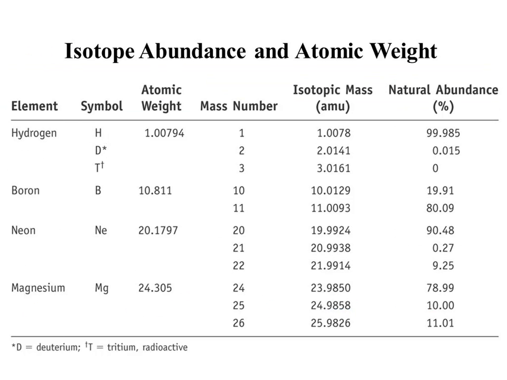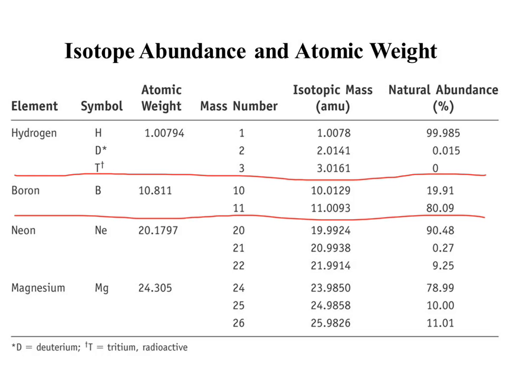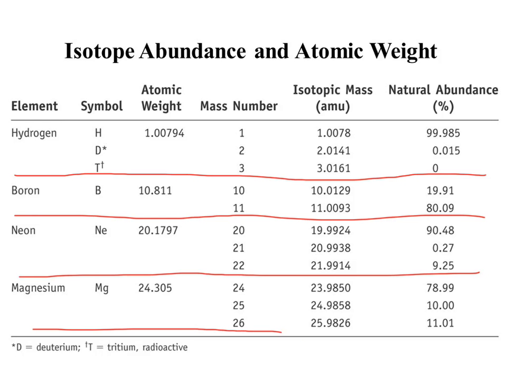So here are some other elements. Okay, we kind of draw a line. Here we have hydrogen, 3 isotopic forms of hydrogen, 2 of boron, 3 of neon we just saw, and down here we have the isotopic information for the element magnesium.